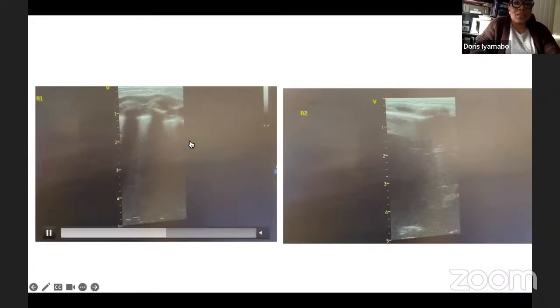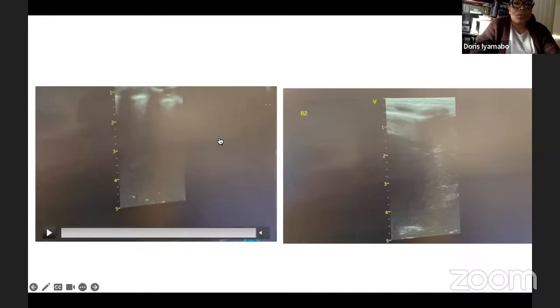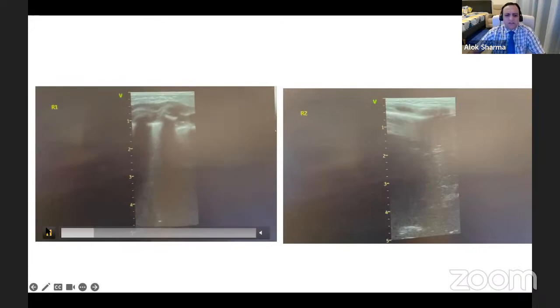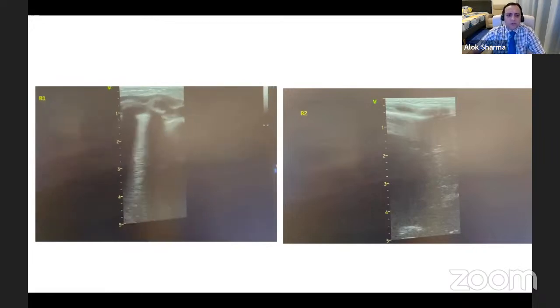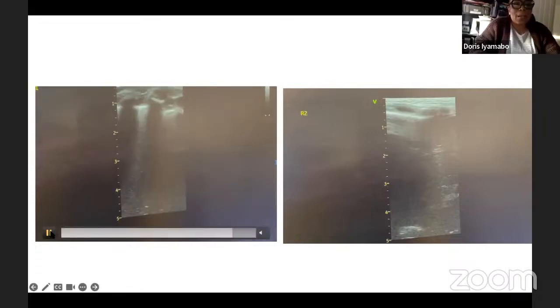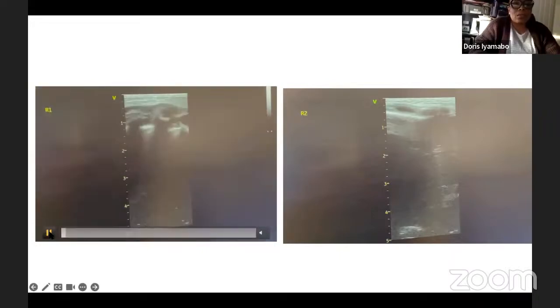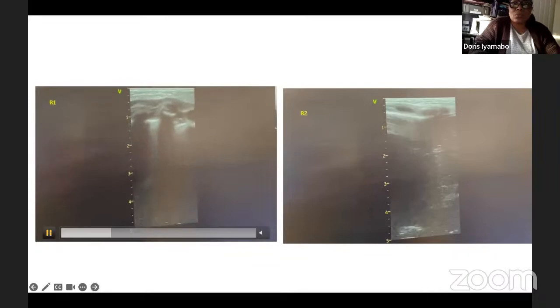So you can see the pleura. It doesn't seem continuous. Yeah, it is continuous. My images look a little bit grainy, so I must apologize for that. Please don't apologize. These images are beautiful. So can I just ask, are you recording the screen? No, I'm not. Am I supposed to?